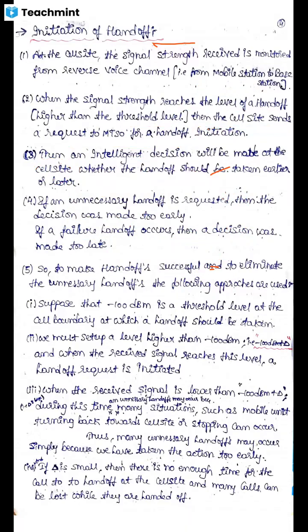So to go with this, we should follow some approaches. We are following some approaches for successful handoff and to eliminate these unnecessary handoffs. So what are the approaches we make to make a handoff successful? Here we are considering a minus 100 dBm threshold level. It means at the boundary condition, I am taking minus 100 dB threshold level. It represents that the signal strength is weak. At this minus 100 dB, handoff should be initiated.